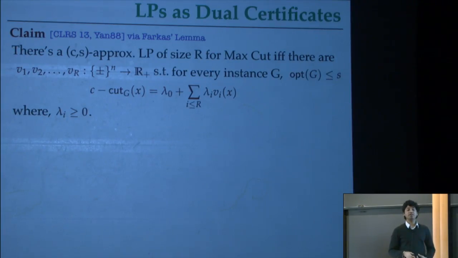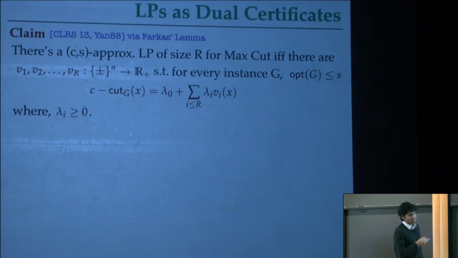So now we can try to understand what kind of proof the LP is giving us of this fact. It turns out that any LP can be thought of as giving us a proof which can be written in the following form. It expresses this non-negative function, C minus cut, as a non-negative linear combination of some fixed functions v1, v2, up to vr, which are non-negative. In other words, every LP is characterized by r non-negative functions over cuts, such that for any instance G I can express the C minus cut function as a non-negative linear combination of v1, v2, up to vr.